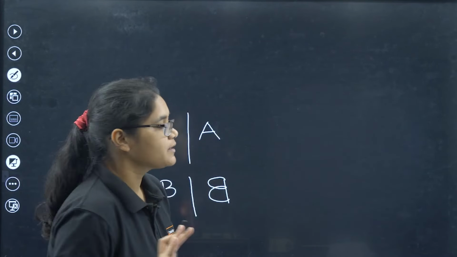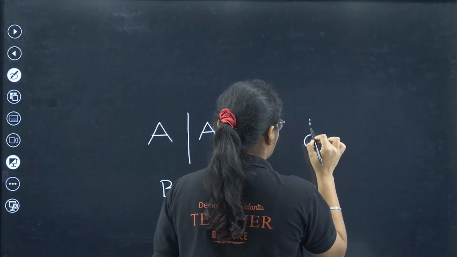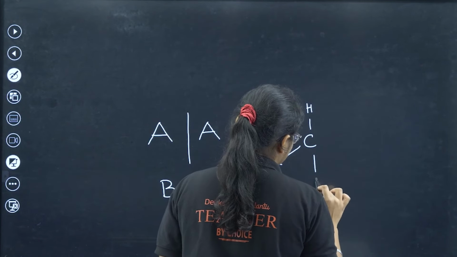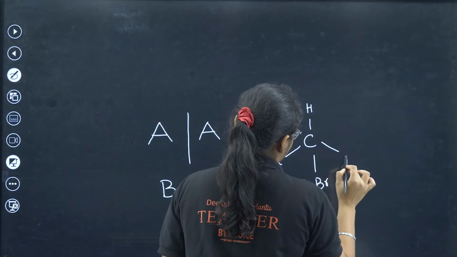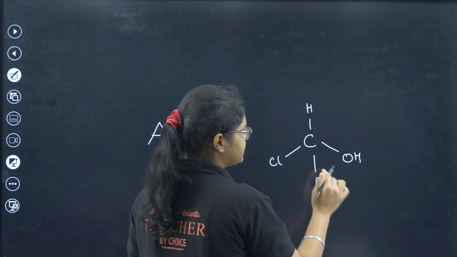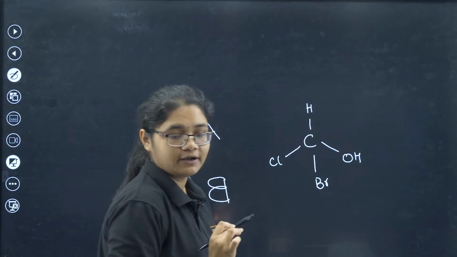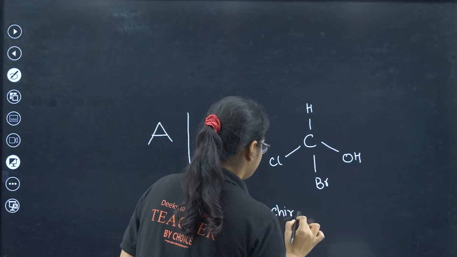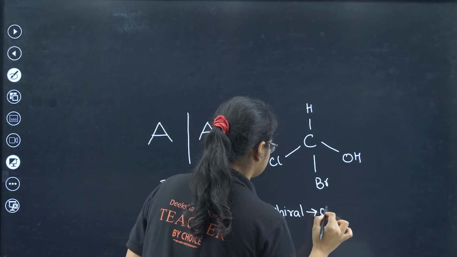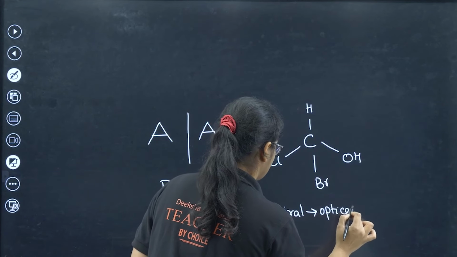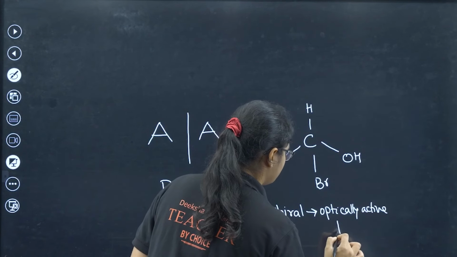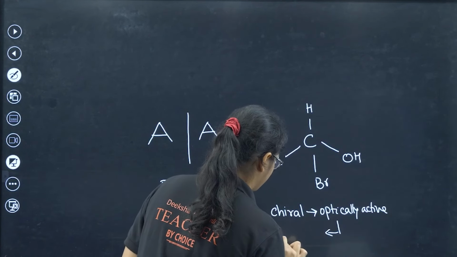Now how do they work? For example, you have a compound like this. I'll draw it like this. This is one molecule. You can see all the 4 groups attached to the carbon are different. So I can say that this molecule is chiral. Now if the molecule is chiral, I can say that it is optically active. And if it is optically active, it will rotate the plane polarized light.